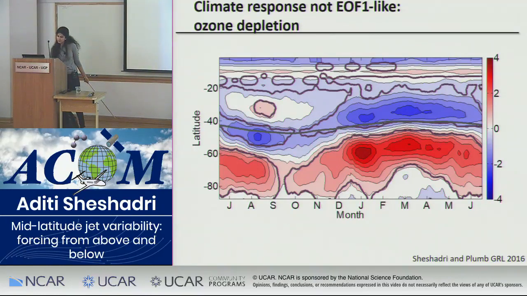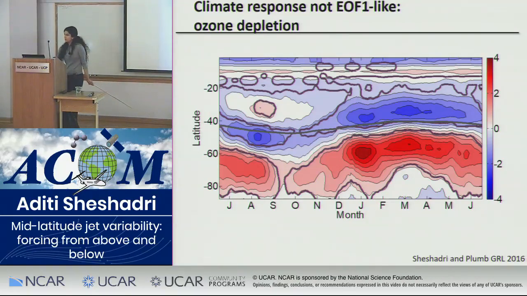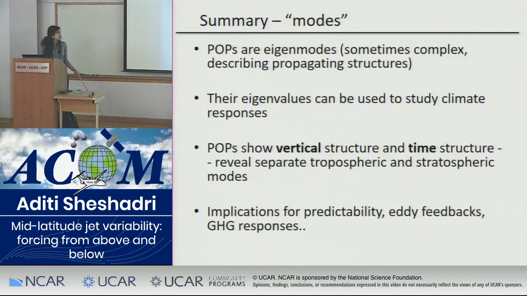I'll skip this, although it's a really cool experiment. So this is a simplified model experiment where I put in an ozone hole all year round. It's the sort of thing that I like to do. But again, the response is shifted significantly poleward of the peak of the EOF. There's the jet position.